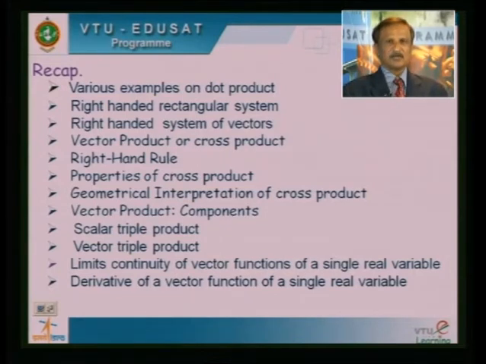Similarly, we know continuity. If they give f of x, how do we say that the function is continuous at a particular point? It means the limiting value is equal to the actual value. In that case, the function is continuous in case of ordinary functions. In a similar way, we have defined when we say that a vector function is a continuous function.